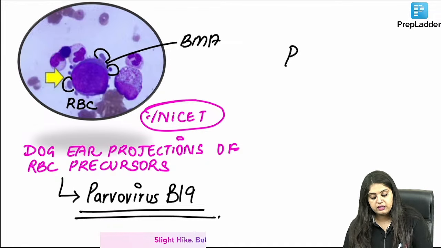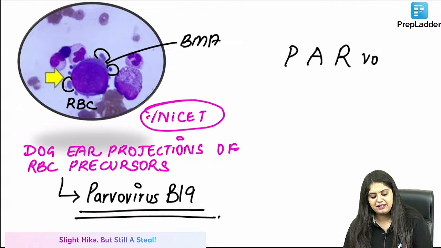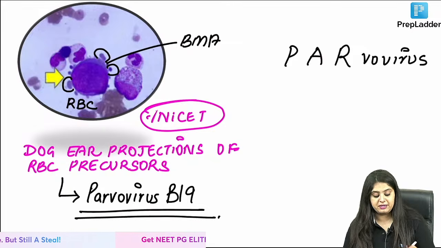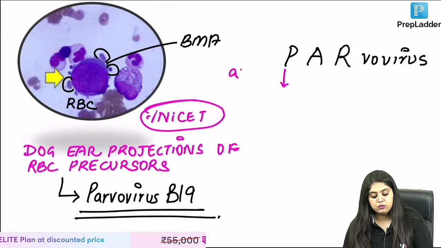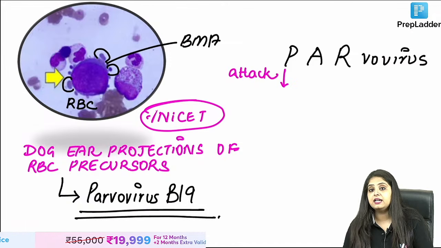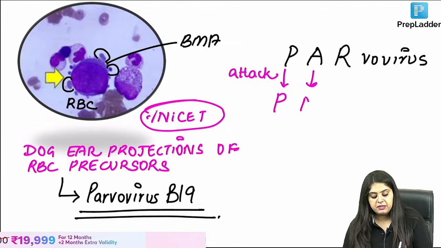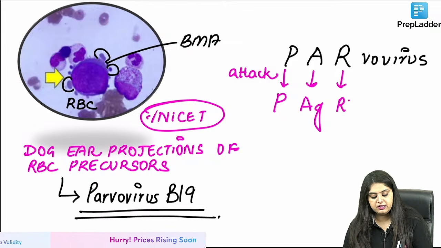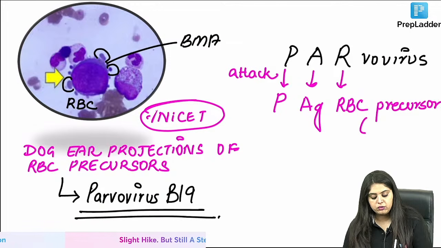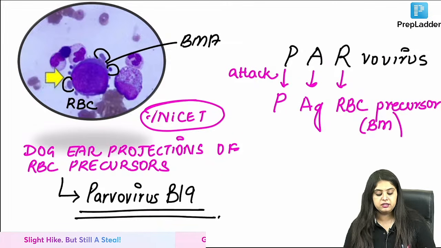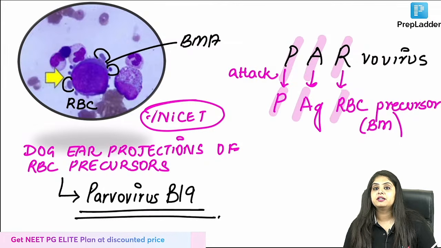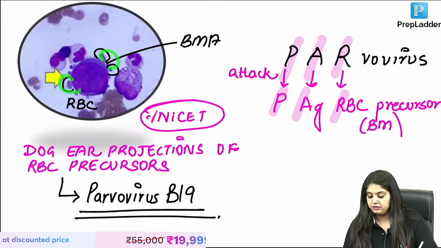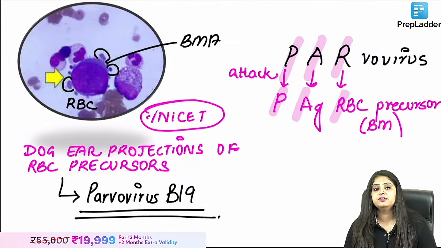Now please note, day after tomorrow, I'm making my life a little easier ke dobara na padhana pade. Parvovirus has it in its name. If they ask you, what does Parvovirus B19 attack? It attacks the P antigen of the red blood cell precursors. Okay, now it makes sense. It goes to the bone marrow and it attacks the RBC precursors. Which antigen? P antigen of the red blood cell precursors. That is why the red blood cell precursors show you dog ear inclusions.